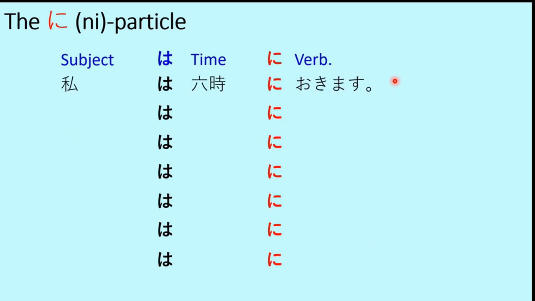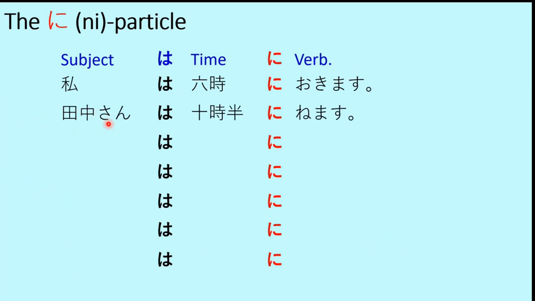Watashi wa rokuji ni okimasu. What does that mean? I wake up at 6 o'clock. Okimasu is to wake up. Watashi wa rokuji ni okimasu. I wake up at 6 o'clock.